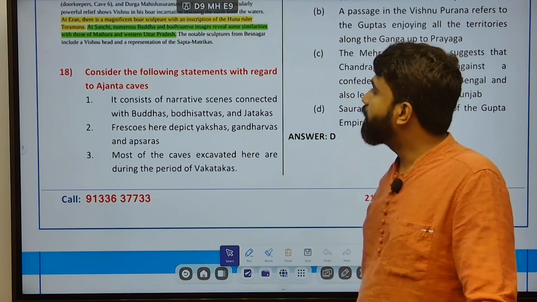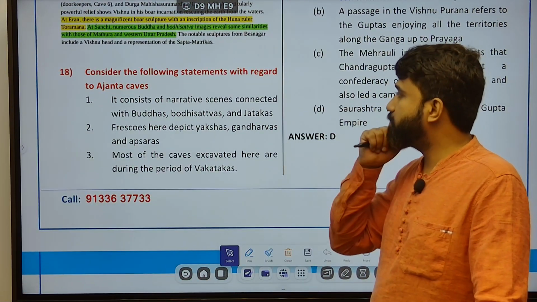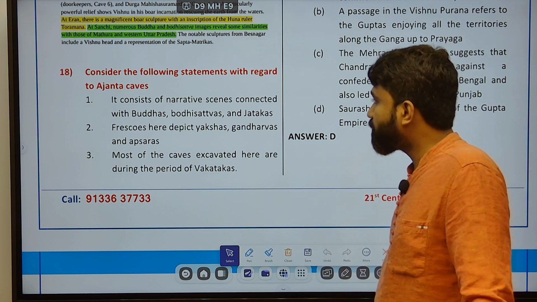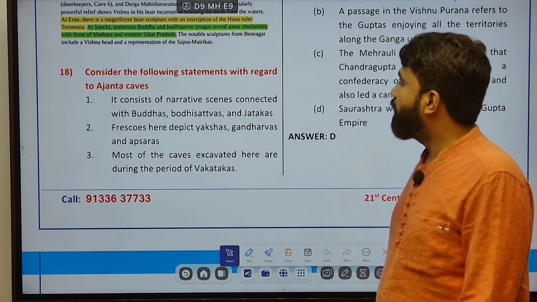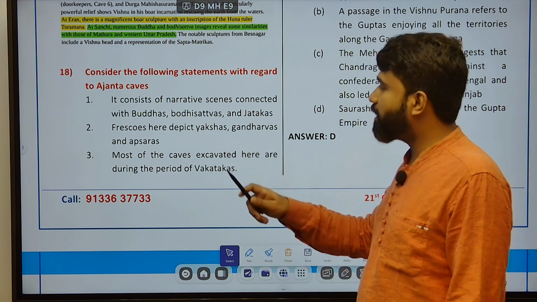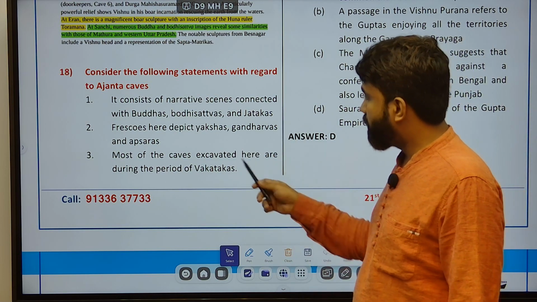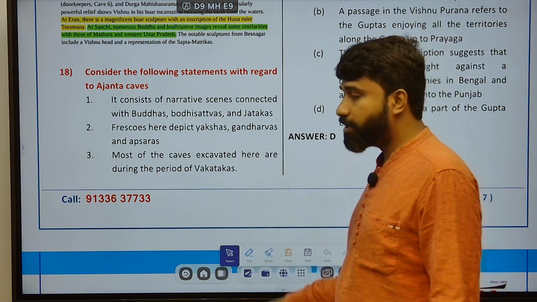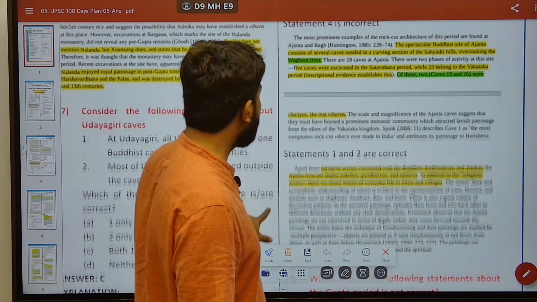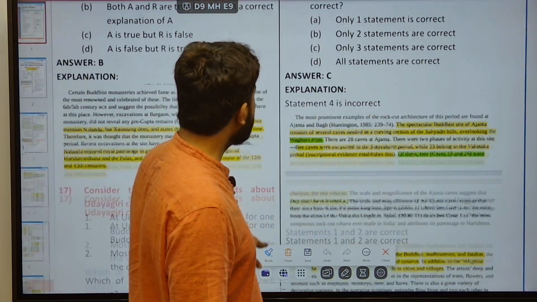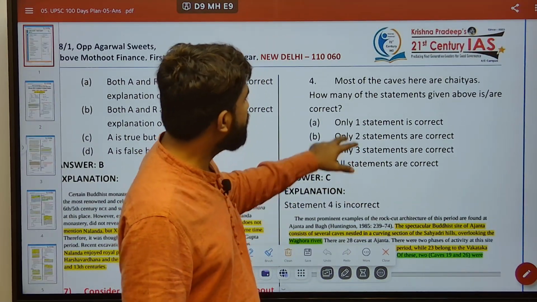Next, 18th question. Consider the following statements with regard to Ajanta caves. It consists of narrative scenes connected with Buddha, Bodhisattva and Jataka, and the frescoes here depict Yaksha, Gandharva, Apsara. All are true here. Most of the caves excavated here during the period of Vakatakas also. That is true. All 3 statements given here are true, and the 4th statement is the incorrect one.